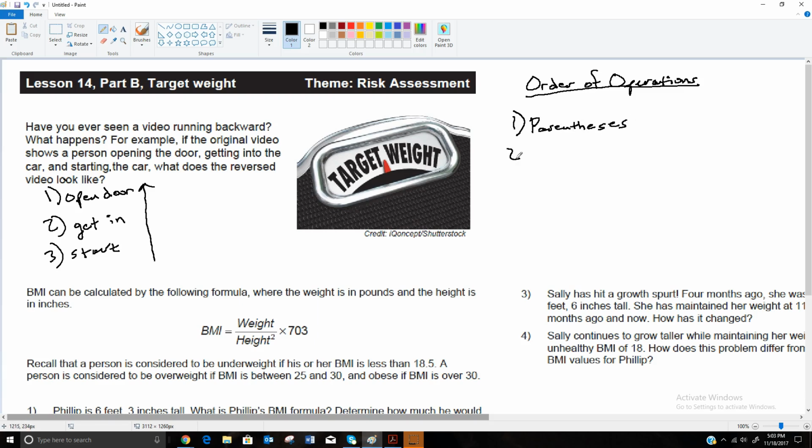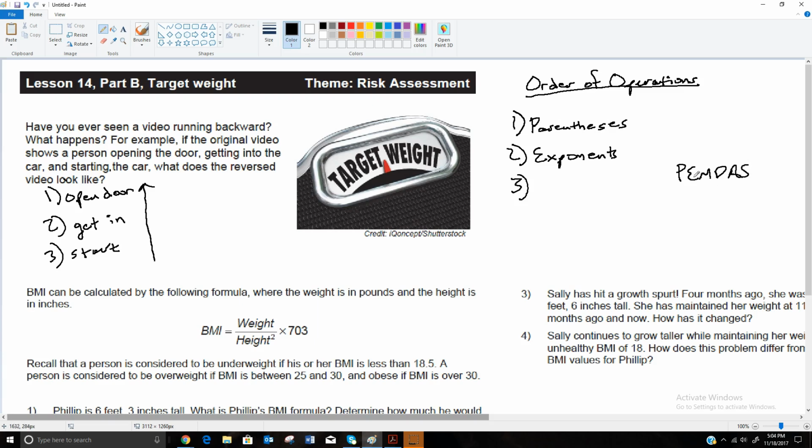Then the next thing you do is you do your exponents, your powers. Then the third thing you do, and I've heard hundreds and hundreds of times people call this PEMDAS, and I don't like it called PEMDAS at all. I'll write down PEMDAS, but then I'll erase it, because I don't like it.